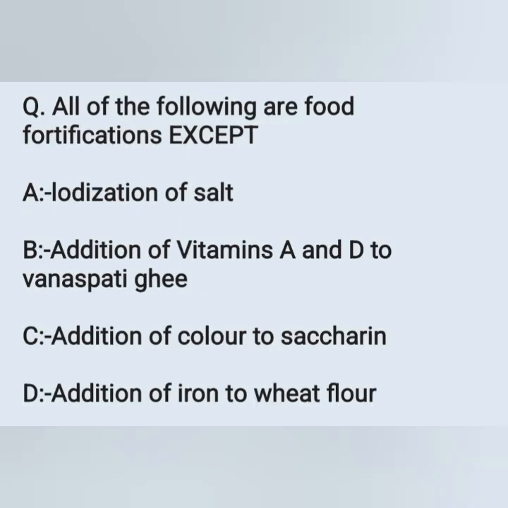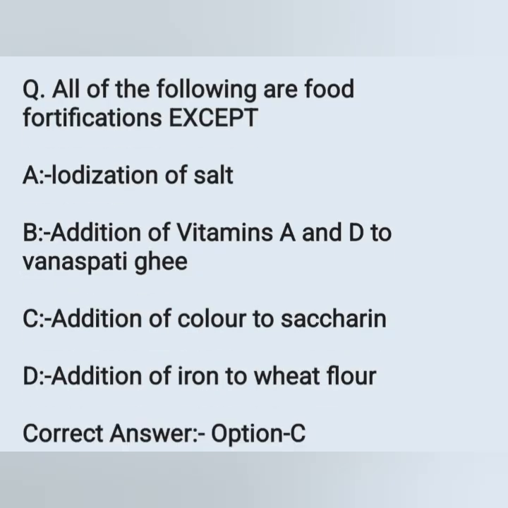Move on to the next question. All of the following are food fortifications except, options. Option A iodization of salt, option B addition of vitamin A and D to vanaspati ghee, option C addition of color to saccharin, option D addition of iron to wheat flour. Among these, which one is not a food fortification? So the correct answer is addition of color to saccharin. Color addition is not a type of food fortification.